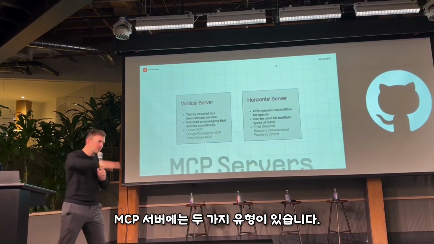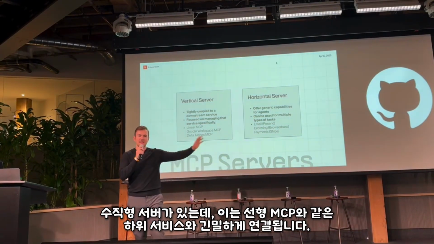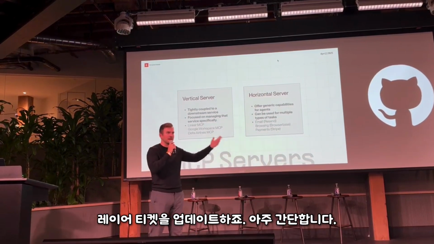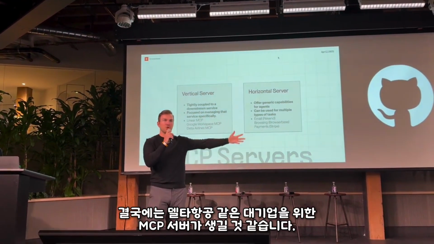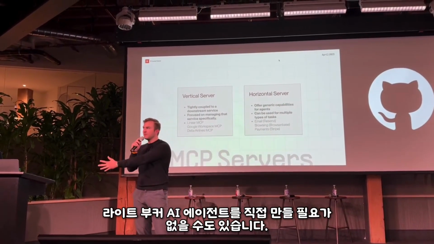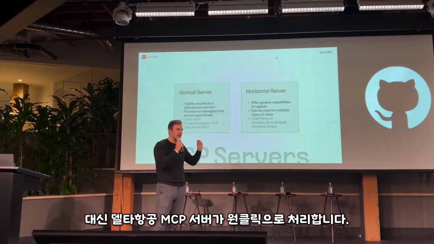And I kind of know two types of MCP servers. There's the vertical server, and that's tightly coupled to a downstream service, like your Linear MCP, it's going to update your Linear tickets, right? Very straightforward. I think eventually there'll be MCP servers for very large companies, like the Delta Airlines MCP server. You might not need to build the flight booker AI agent. Instead, the Delta Airlines MCP server will make that one click.